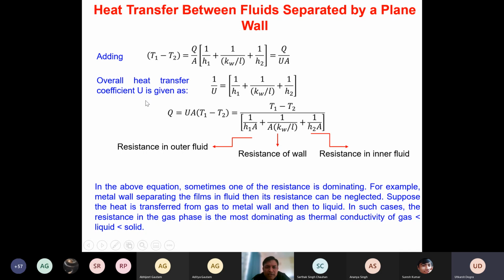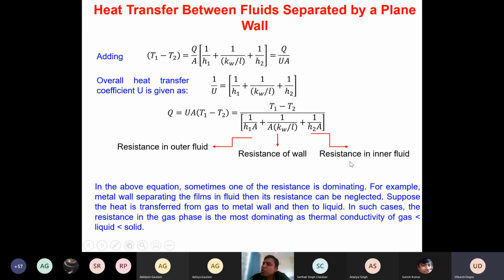So 1 by U is called, this U is nothing but the overall heat transfer coefficient. Okay, this is a very important concept. Q is now given by UA delta T, where U is nothing but 1 upon this entire bracket: 1 by h1 plus 1 upon k_w by L plus 1 upon h2. Here the first factor represents the resistance of the outer fluid, the second factor represents the resistance of the wall, and the third factor represents the resistance of the inner fluid.